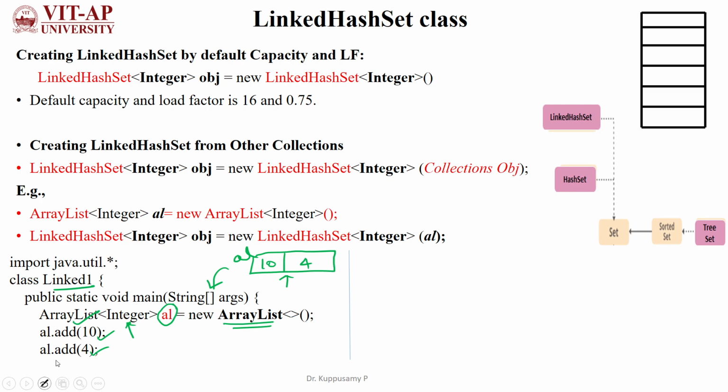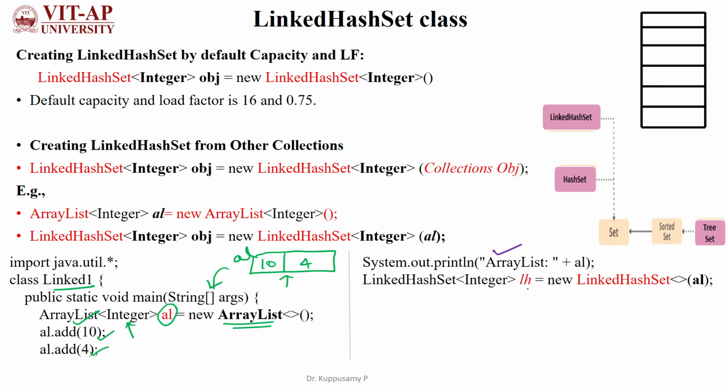Now I am going to transfer or copy these elements. So here it is printing the values. After that I am transferring or copying the values of al to the object lh, which is created by using the LinkedHashSet class to implement the Set interface. This also has the generic data type wrapper class Integer. Now these elements are copied to lh. So now I am printing the values of lh.